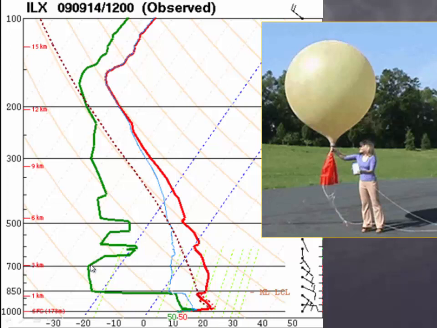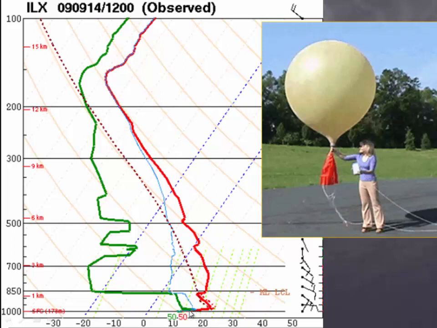I ask you though, where might there be clouds on this particular day? And the answer is, the clouds might be right at the surface. We might be experiencing some fog. This sounding is from ILX, which is Lincoln, Illinois. The dew point is 50, the temperature is 50, so the air is saturated right at the surface of the Earth, meaning that if there are any clouds on this particular day, they would be right at the surface.